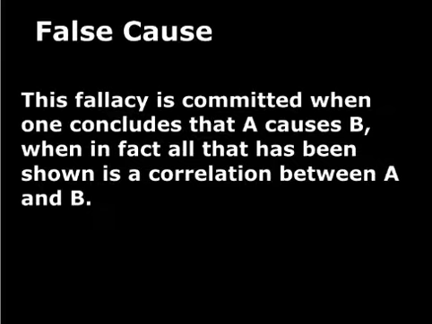So the first one that we're going to be talking about now is false cause. This fallacy is committed when one concludes that A causes B, when in fact all that's been shown is a correlation between A and B. So there's a premise about a correlation, but then the conclusion is about causation. That's the key idea. So let's see a couple of examples of this.